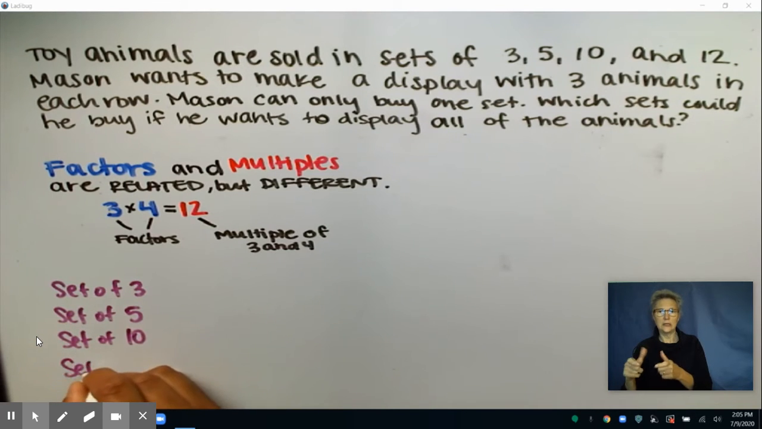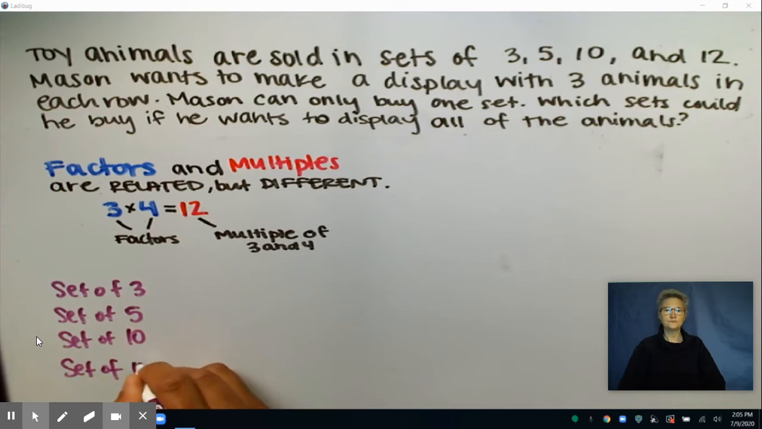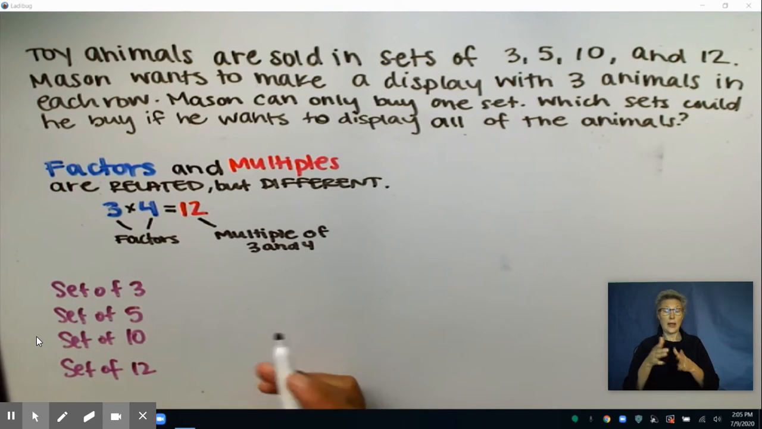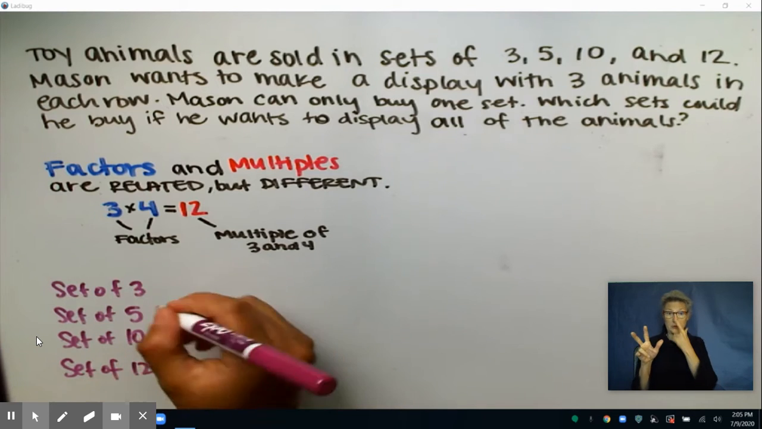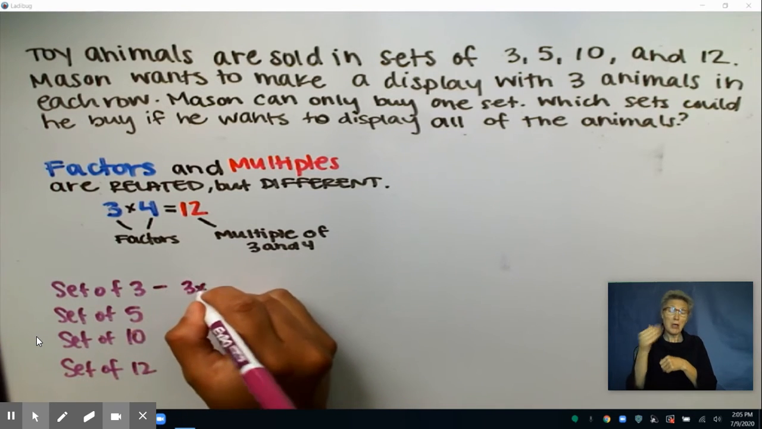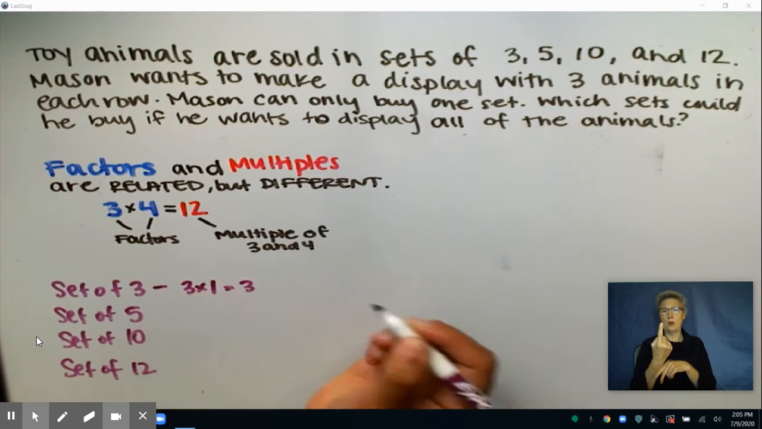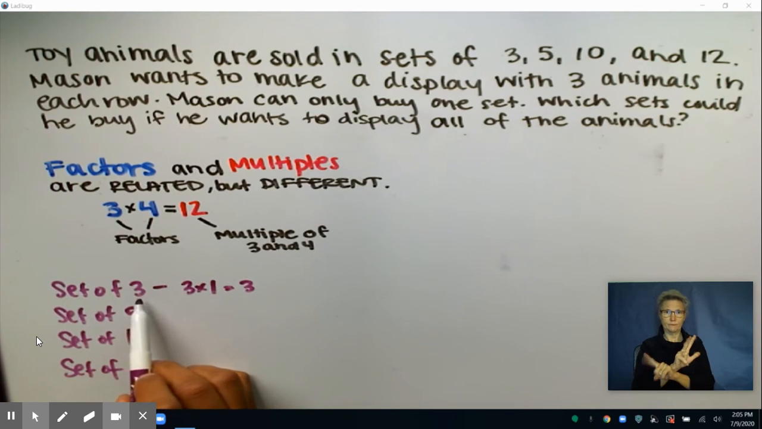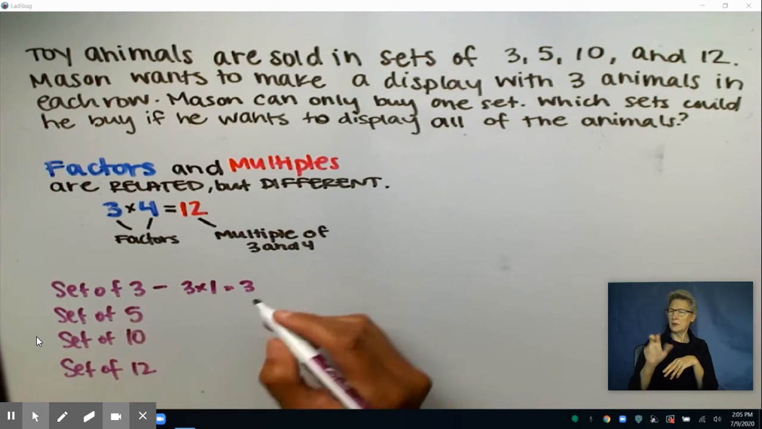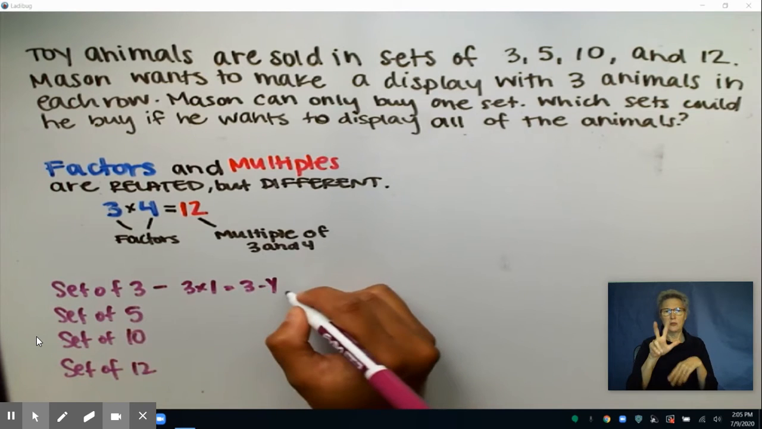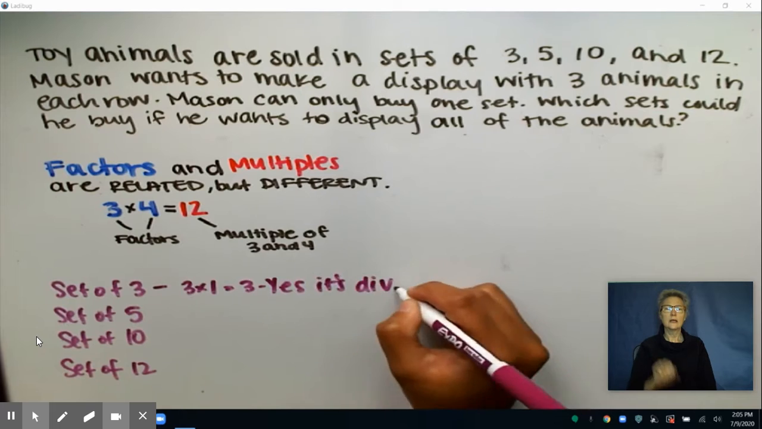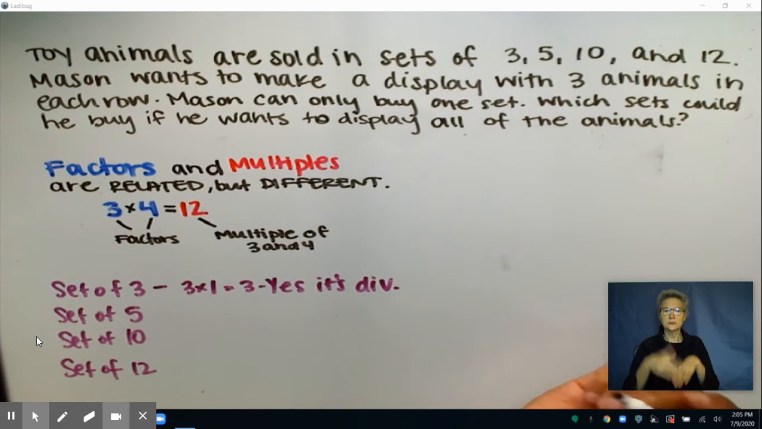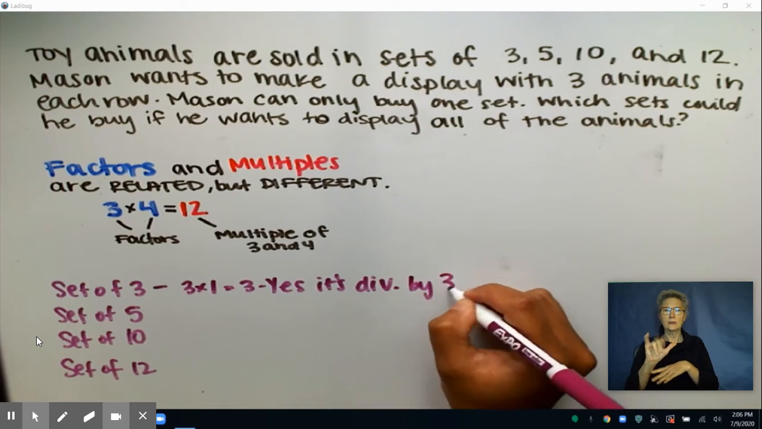And I'm going to ask myself, is 3 a factor of 3? And I know it is because 3 times 1 equals 3. Or I could think, is 3 divisible by 3? And yes, I could say, yes, it's divisible. I'm going to abbreviate that with div by 3, right?